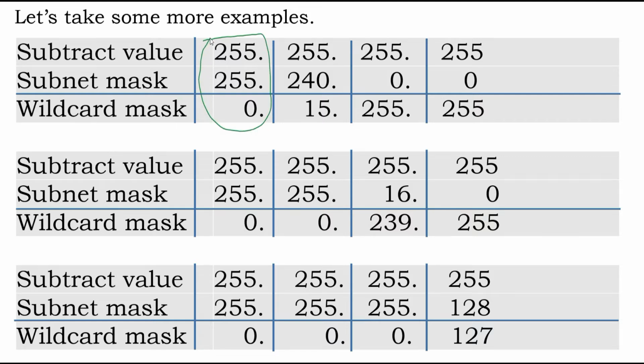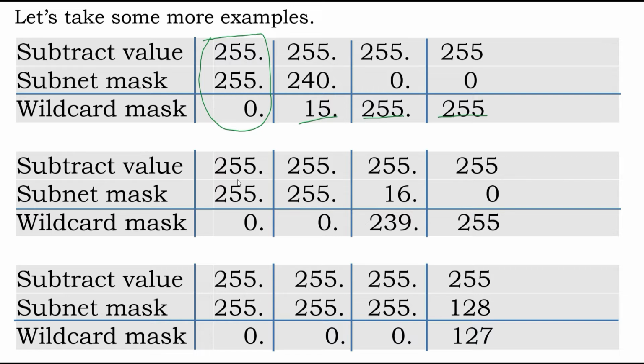If we subtract 240 from 255, we get 15. Hence, we will write 15 here. For the third and fourth bytes, if we subtract 0 from 255, we get 255. Therefore, we will write 255 in the third and fourth bytes of the wildcard mask.